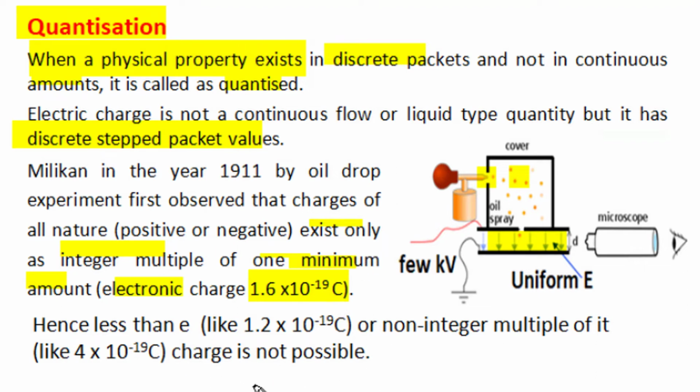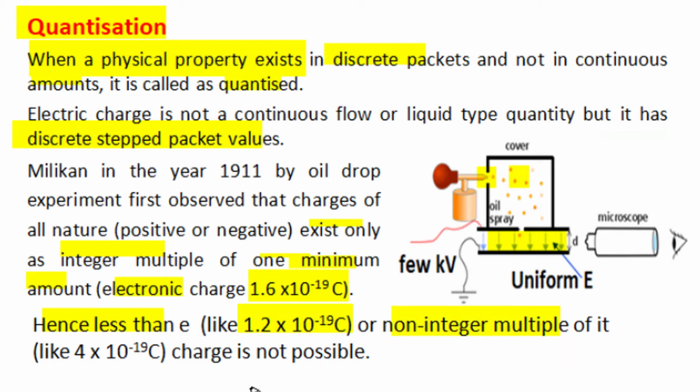So we can say a charge less than this minimum quantity is not possible. So 1.2 into 10 to the power minus 19 coulomb is not a possible type of charge. Similarly, if the minimum charge is 1.6 into 10 to the power minus 19, the next higher would be 2 times, or 3 times, or 4 times of it.